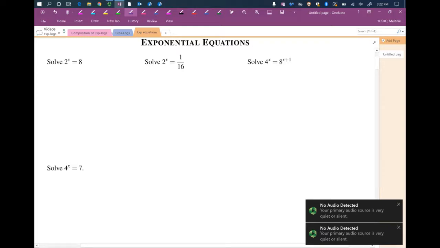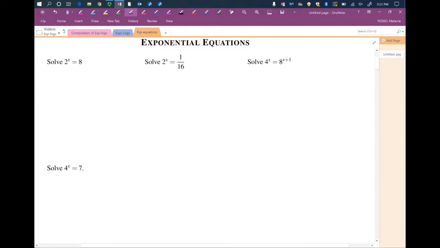Let's solve some exponential equations. We're going to start off with some that are pretty straightforward, pretty basic. Solve 2 to the x equals 8. The base here is 2. X is the power, or the exponent. And we're looking for the answer to be 8.